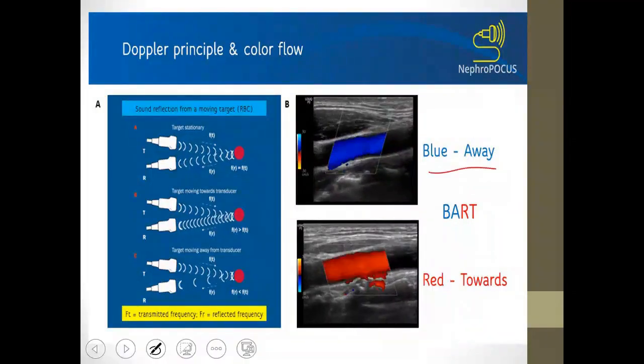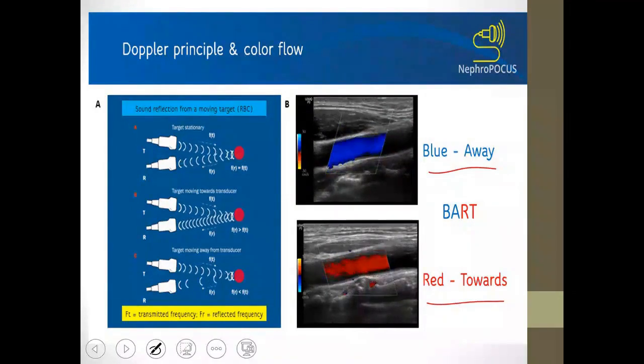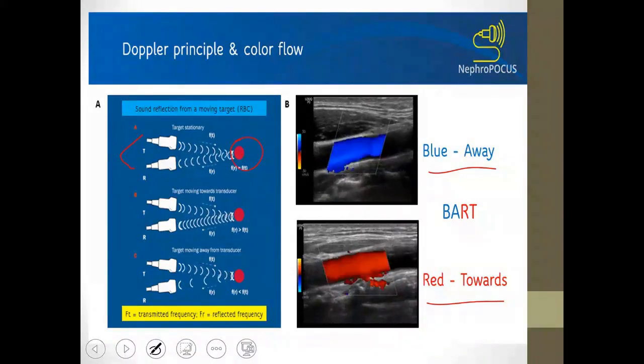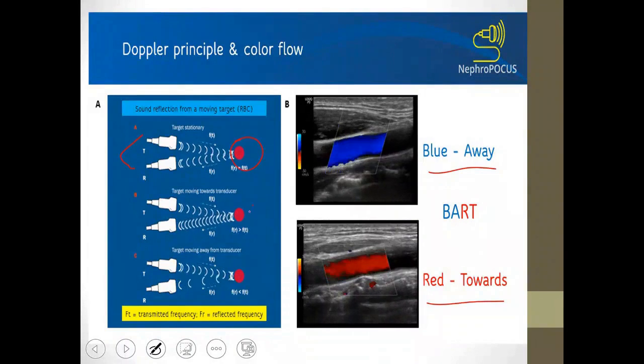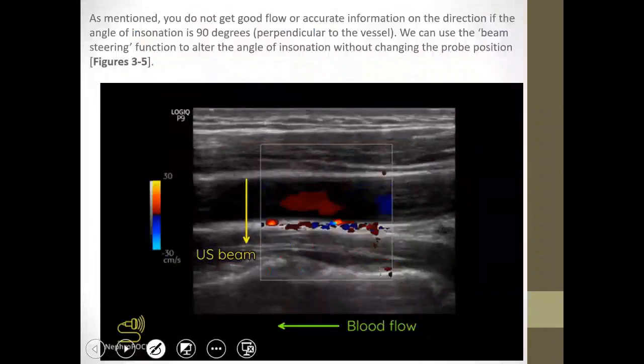Here, the same concept applies. The blue indicates flow away from the transducer, and the red indicates flow towards the transducer. This is the shape for flow towards the transducer, and regarding my RBCs, red blood cells, if they are moving towards the transducer, the reflected frequency will increase. If they are moving away from the transducer, the reflected frequency will decrease. So the frequency away from the transducer is the lower reflected frequency.